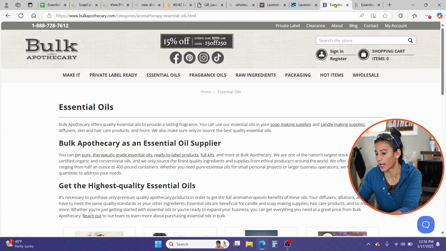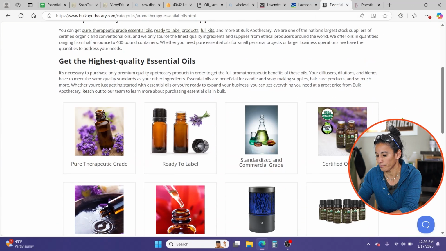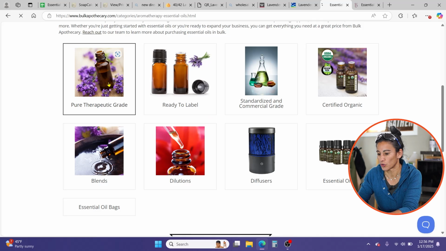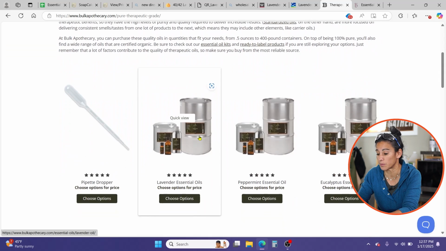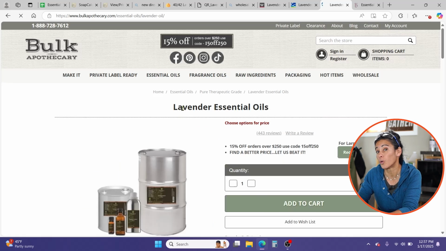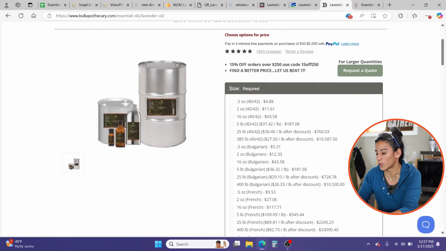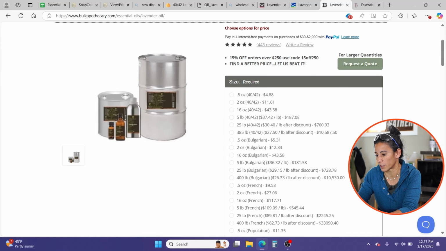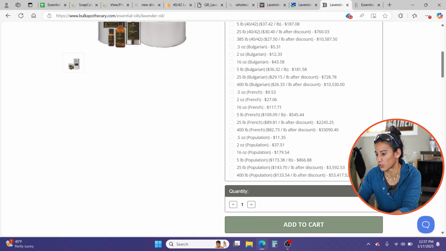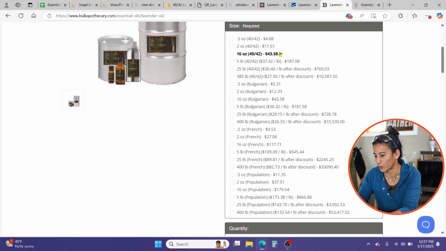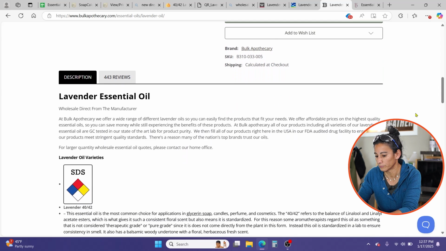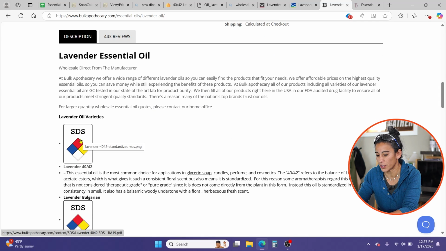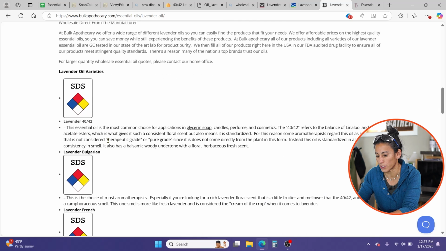Now let's take a look at Bulk Apothecary. Here's their essential oil section. These are all places I've gotten essential oils, by the way, so that's why I'm looking at these particular places. But if you get your essential oil from someplace else, then you probably want to look at their particular website. All right, so where's my lavender? 4042, let's say I want to get 5 pounds of that. Come down here. All right, so they have the safety data sheet for the essential oils.